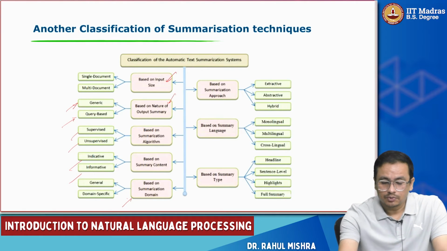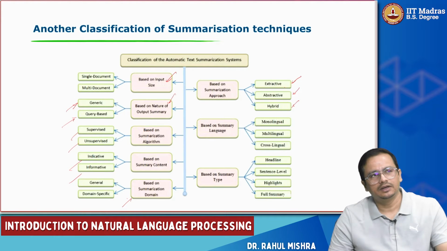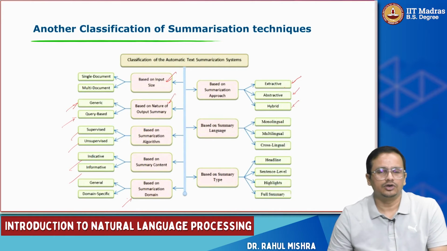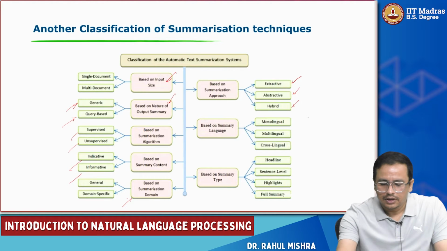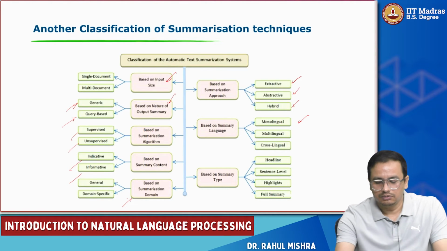Based on summarization approach, we have already seen: extractive, abstractive, and hybrid. So hybrid involves both extraction and abstraction. You might extract some of the sentences as they are, but you might want to add more sentences to explain some of the things in a text generation manner. So you might be generating new sentences. And based on the language, it could be monolingual, multilingual, cross-lingual, and so on.